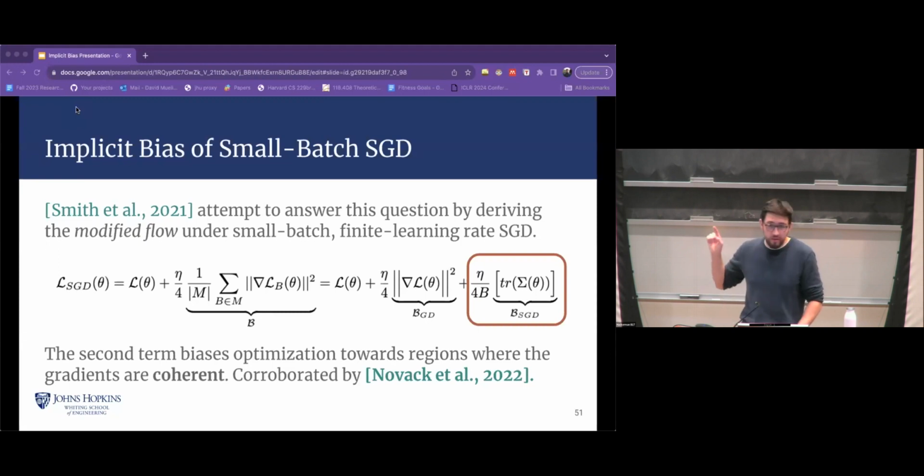In these cases, we are using momentum, and momentum does seem to follow the same sort of rules that vanilla SGD does. Obviously these results are derived from SGD, but when we use momentum, we see that the same sort of terms rise up. In particular, that was also found in this Novak et al. paper. They use momentum.